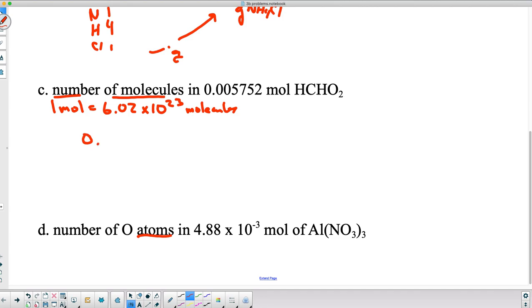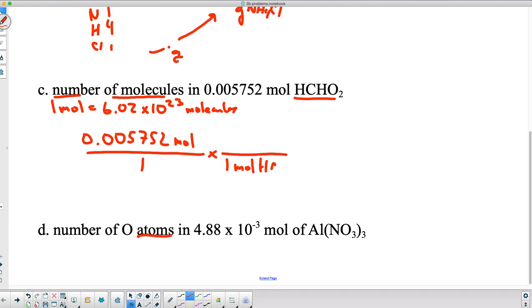I start off exactly the same way. I start off with my number, like that, of moles, like that. All of that is over 1. Now, here's the cool part about this. It makes no difference what that is. We don't have to do a molar mass. We don't have to figure anything else out. All I have to do is my 1 mole of CHO2, and then 1 mole equals that number of molecules. So moles still cancel with moles here, like that.